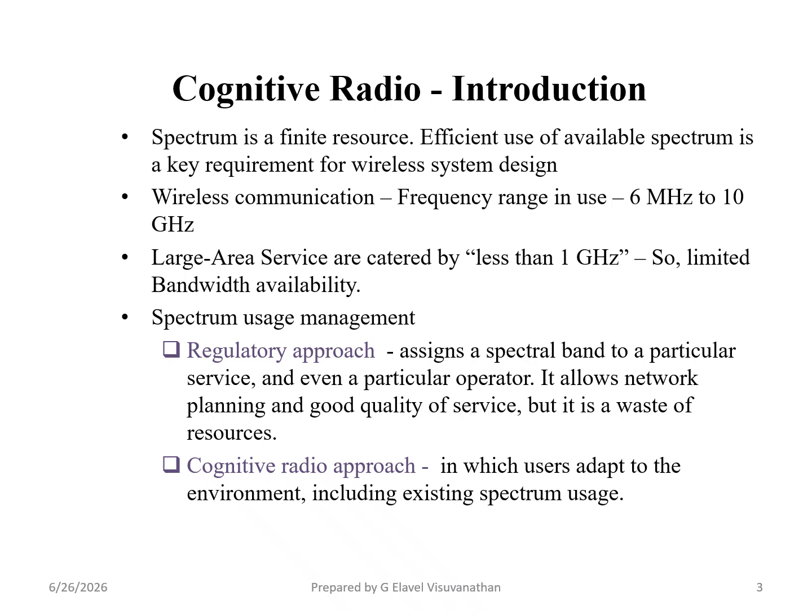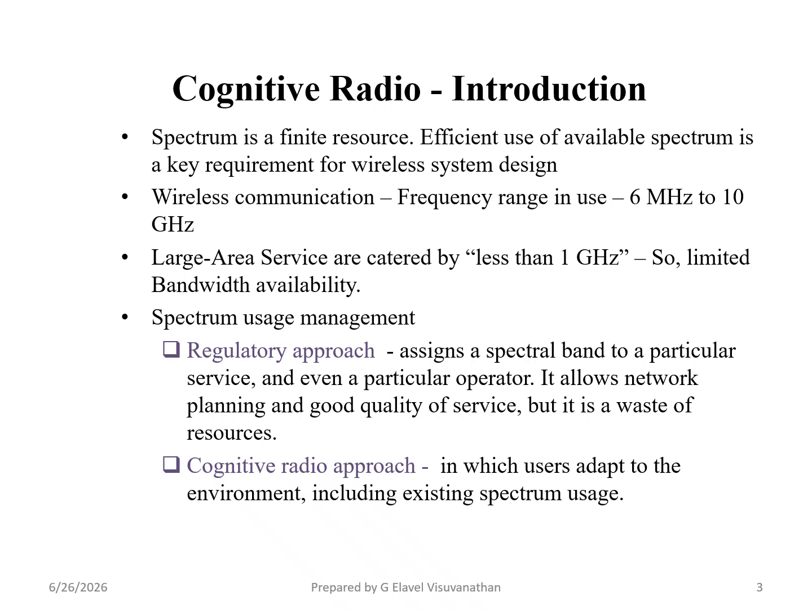Cognitive radio means here we are going to deal with the spectrum. Spectrum is a finite resource. Efficient use of the available spectrum is a key requirement for wireless system design. For wireless communication, spectrum plays a major role. Within the limited spectrum, we are supposed to go for better quality of service, especially in wireless system design. Wireless communication works with the help of frequency.